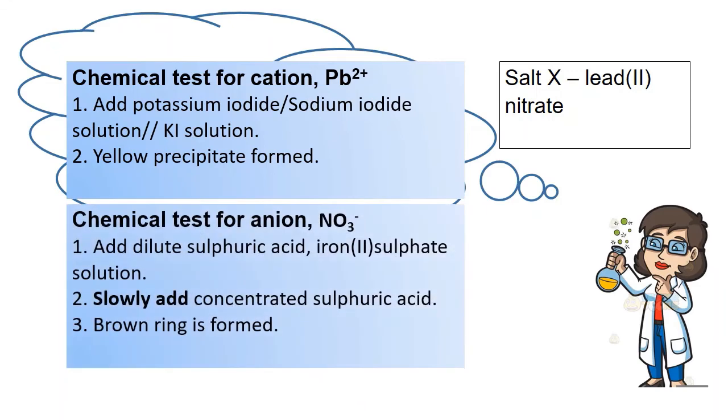Chemical test for anion, nitrate ion. First, add dilute sulphuric acid and iron(II) sulphate solution. Second, slowly add concentrated sulphuric acid. The observation is a brown ring is formed.